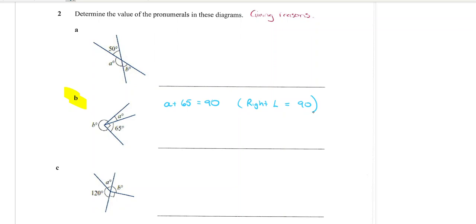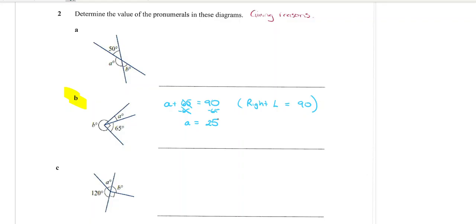Then we do our opposites to solve that. I'm going to go minus 65 to get rid of that. And A equals 90 minus 65, which is 25. Okay, so I had to write that a little bit above because now I still have to do B.